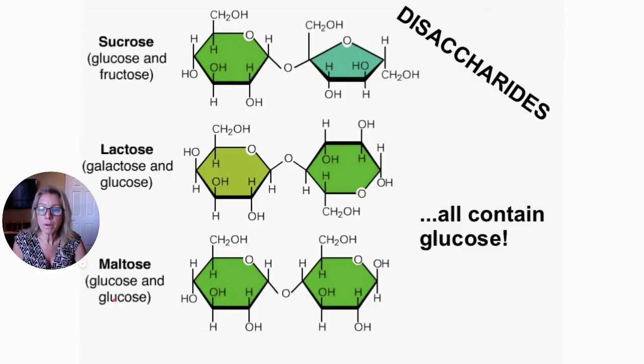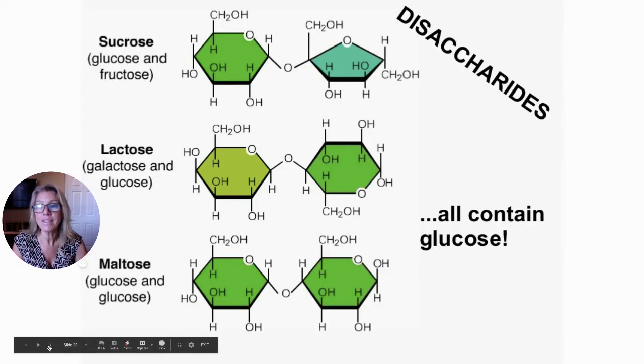Okay, and maltose, we already learned, is glucose plus glucose. So just finish up your notes on there on disaccharides. Milk sugar is glucose plus galactose. You already have maltose, and sucrose, table sugar, is glucose plus fructose. Okay, so those are your disaccharides.